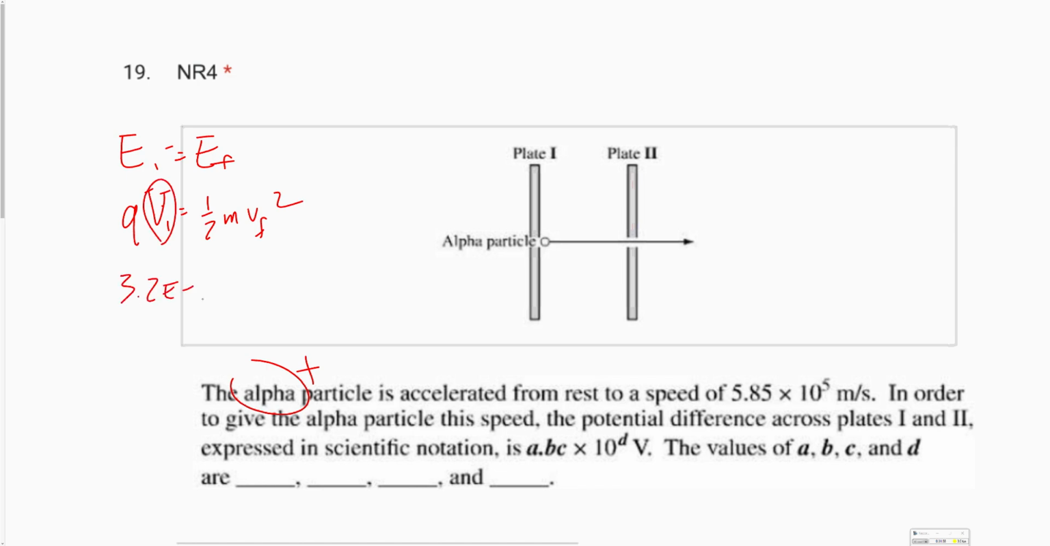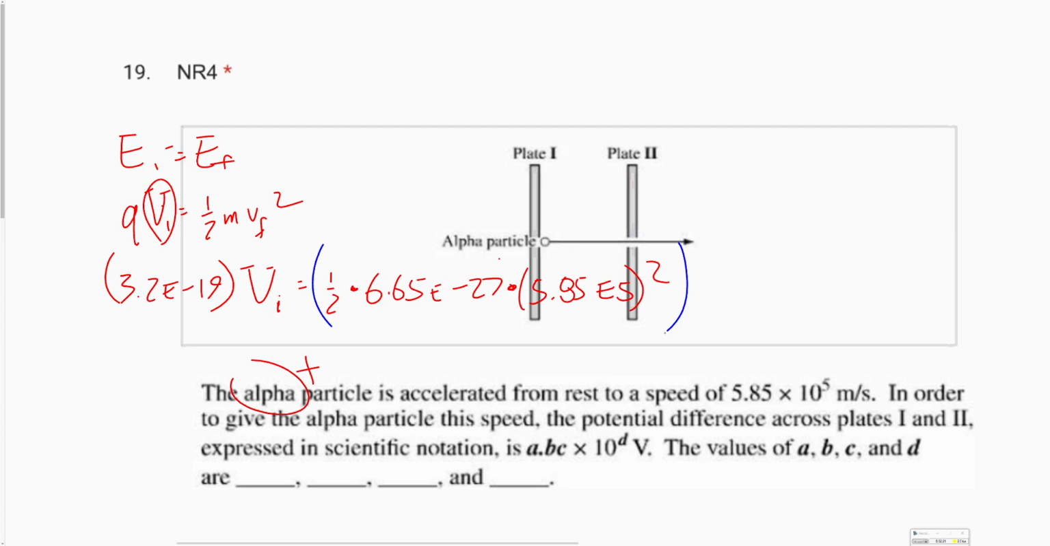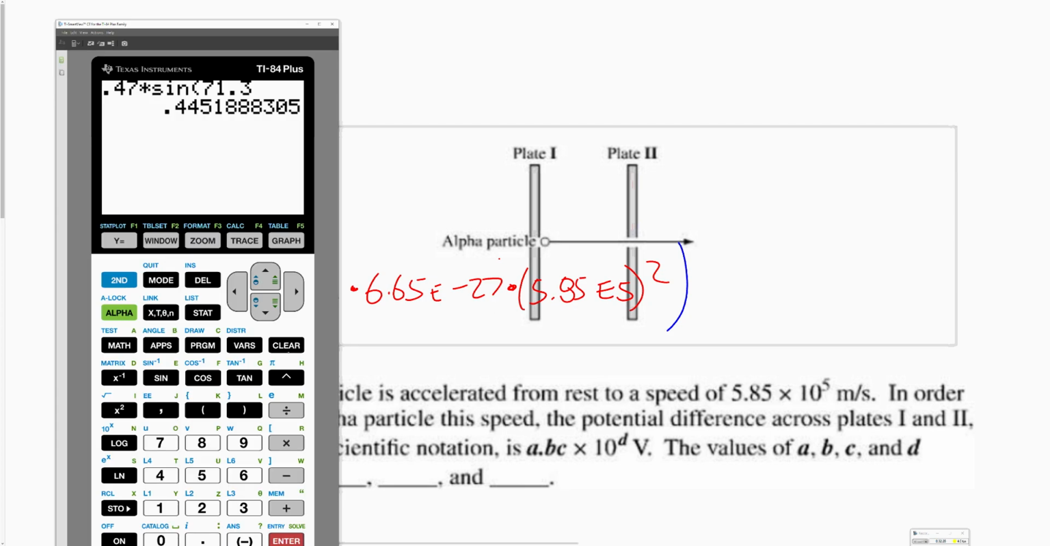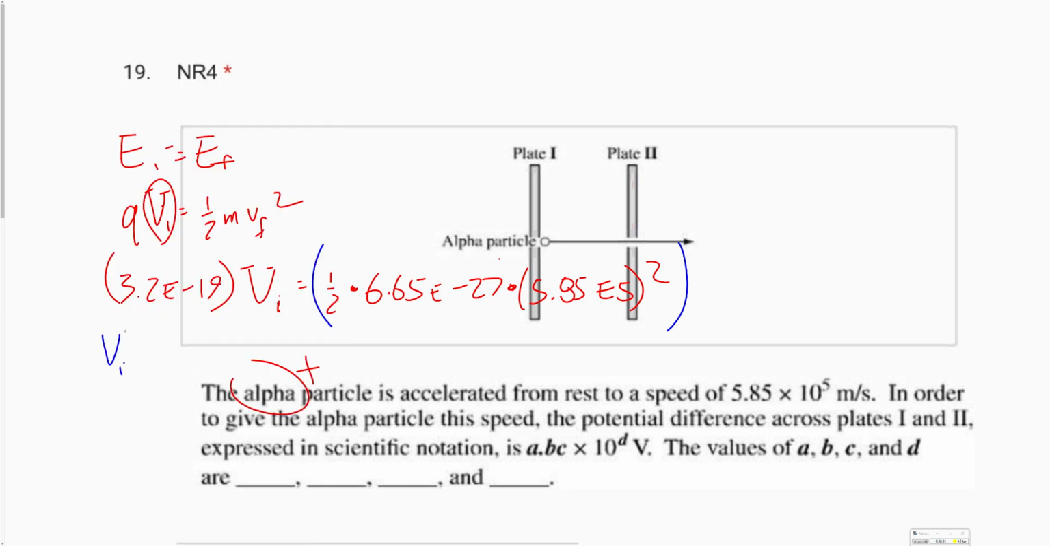The charge is 3.2 times 10 to the minus 19. The alpha particle mass is 6.65. And this final speed is 5.85. Anybody get a value for that to save me the math? I could do it, but save a second. 1.14 times 10 to the negative 15?